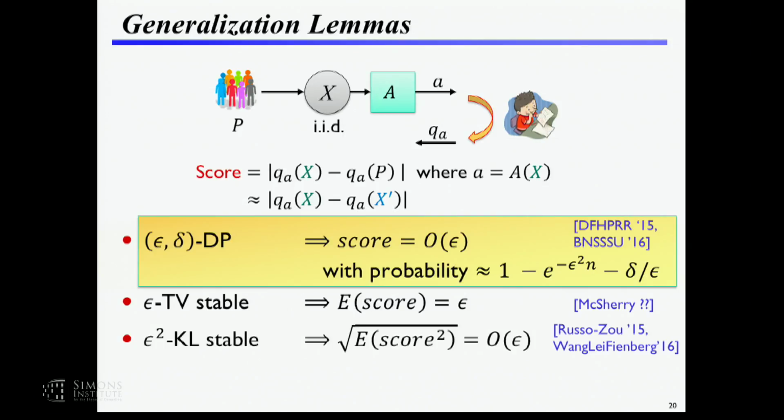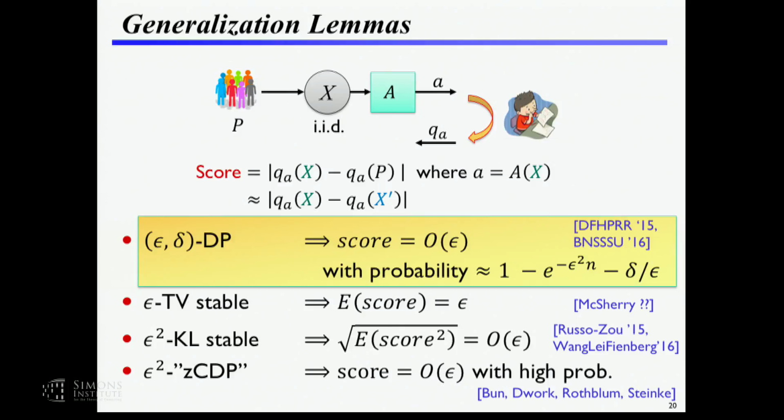Another one that comes in handy a lot and gives very clean bounds is if you look at stability in the Kullback-Leibler divergence, then what you get is a bound on the root mean score of the analyst in this game, again, about epsilon. And I'm not sure exactly where the first place that appeared is, but roughly it comes from this paper of Russo and Zou. I apologize if I'm screwing up the references.